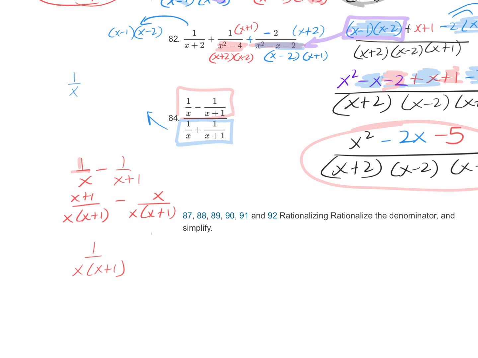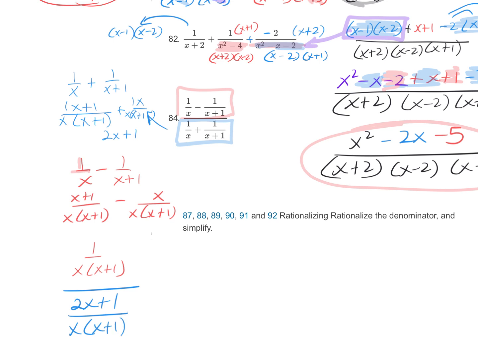So it's 1 over x plus 1 over x plus 1. Common denominator is both. So my first fraction, what was missing was the x plus 1. The second fraction is missing the x. So I'm going to multiply that to the top and the bottom. Now when I add this numerator, I'm adding 1x plus 1x, and I get 2x plus 1. So now I have in my denominator 2x plus 1 over x times x plus 1.